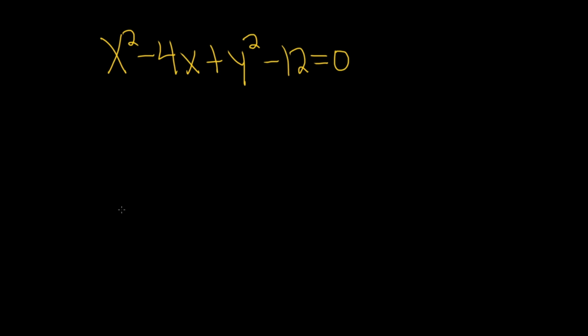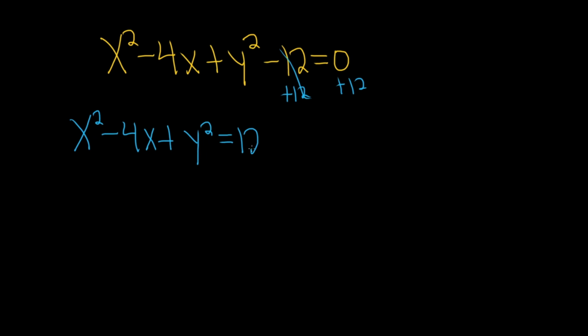So the first step when completing the square is to get rid of this 12. So we'll add it over to the right-hand side. And then when we rewrite this equation, we just need to make sure that the x's are together, which they are. So x squared minus 4x plus y squared, and that's equal to 12.